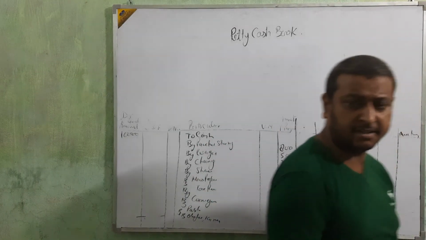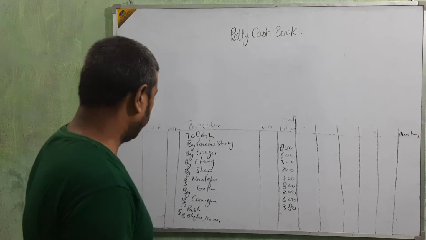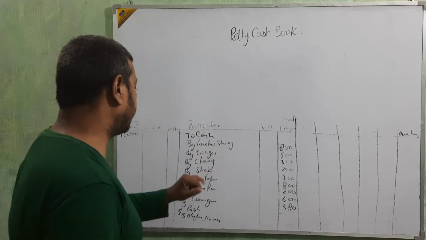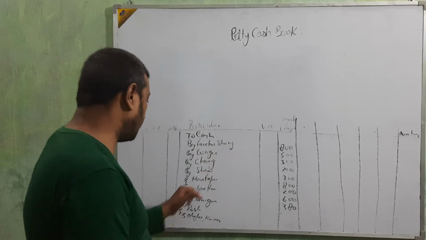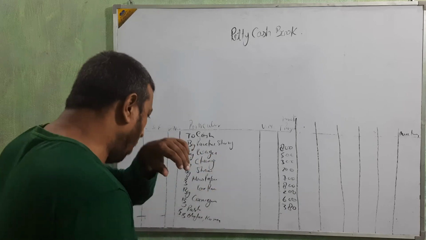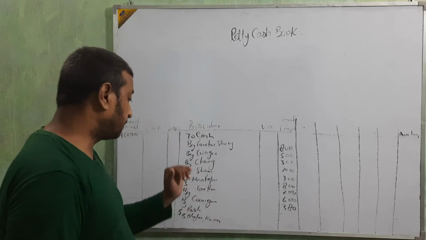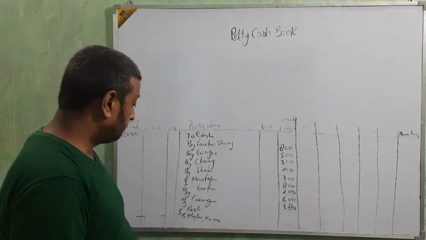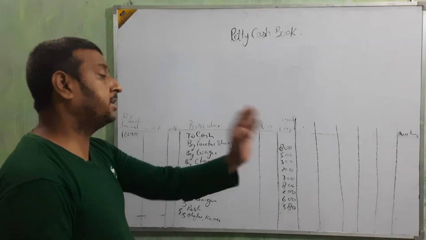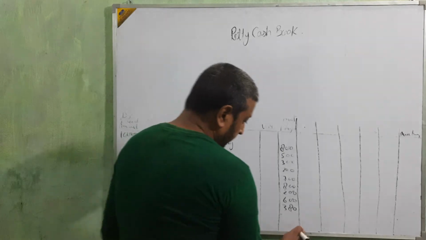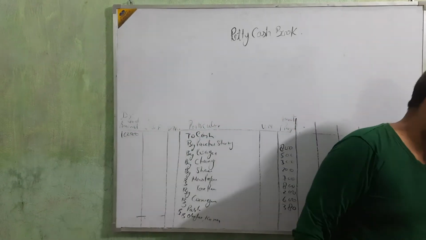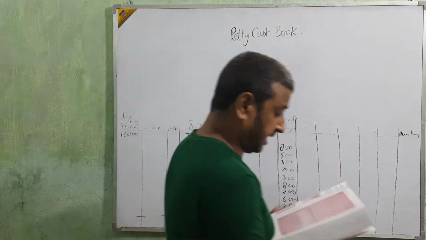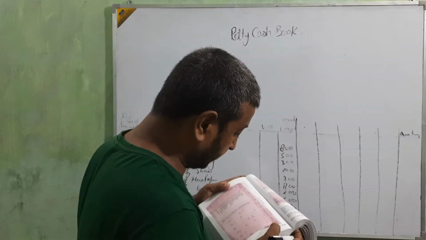Is it clear, beta? Like that, you are just making the stationery. So purchase stationery, purchase cartage, newspaper going under miscellaneous, tax fare; these are going under miscellaneous, and then we are going to take the total.